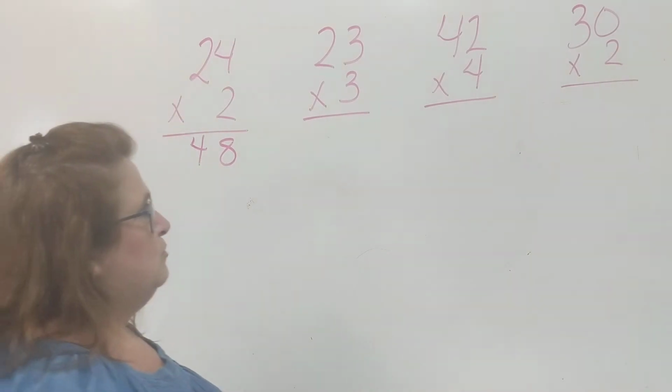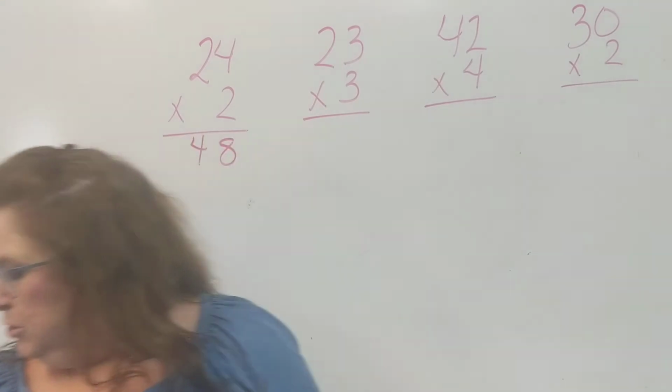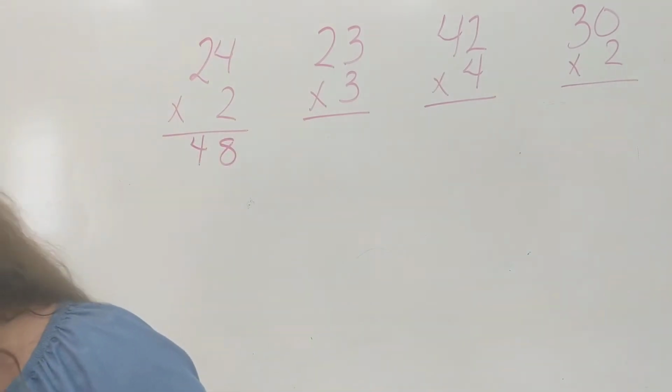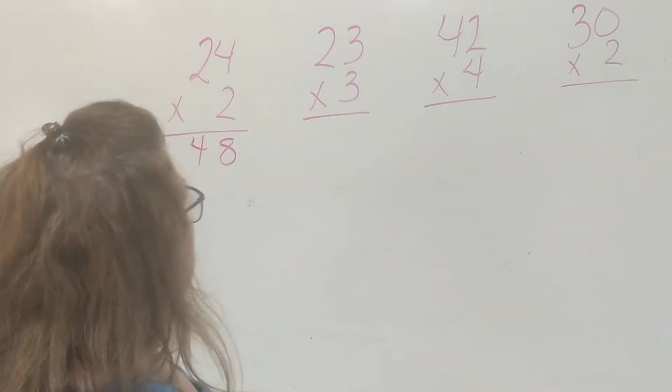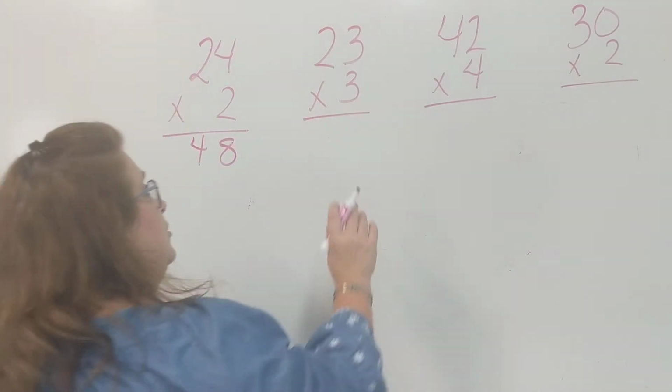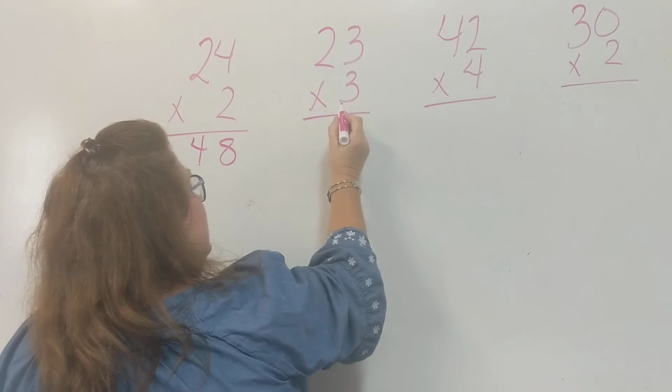If you go ahead and get your books out and open your books to page 37, we'll do a few of these together. You can pause the video while you get your books ready. Okay, so here we are. So we're going to multiply 23 times 3.